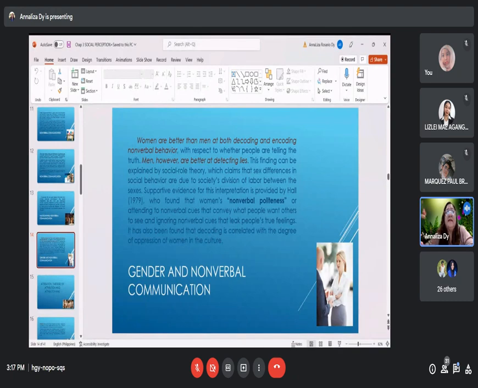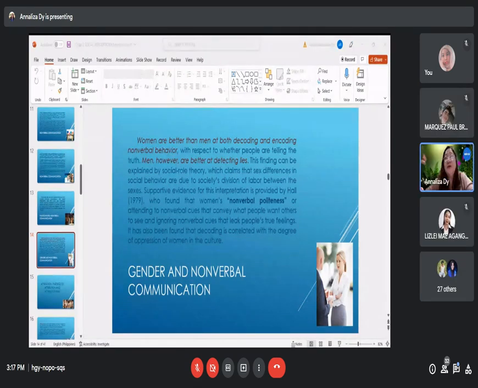It's somehow quite innate in the roles that we play. Women are more in touch with their emotions, so women are mostly accurate in deciphering and reading people. But accordingly, men are more sensitive in detecting lies. This was found out in an experiment.